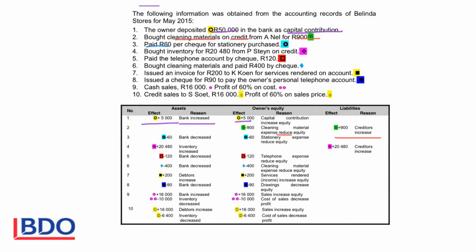Paid 60 Rand, so we took money out of the bank to buy stationery. The money in the bank will decrease, therefore the assets will decrease because we have less money in the bank. Stationery is an expense because if we use it, we don't have any more stationery and it will not cause an inflow of money in the future. Expenses decrease profits, so the equity will decrease because the owner will get less profits.